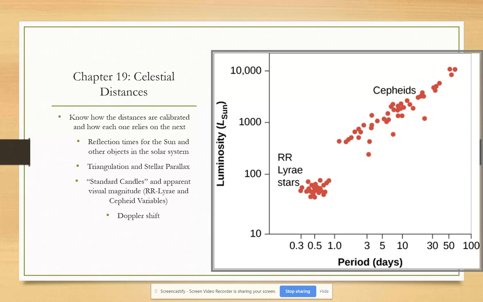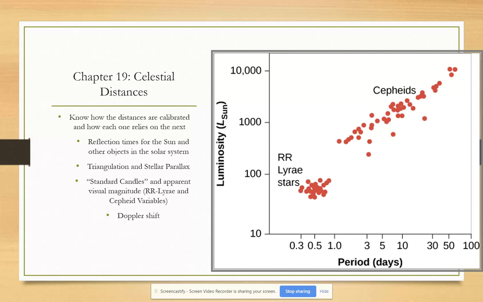So we talked about distance calibrations. We started with, we can measure the distance to the sun and other things in the solar system with radar. We could shoot electromagnetic waves out, measure the time for them to bounce back, and then just using the speed of light, we can calculate the distance. Not so hard. But that only works for things in the solar system. We can't do that for things farther away.